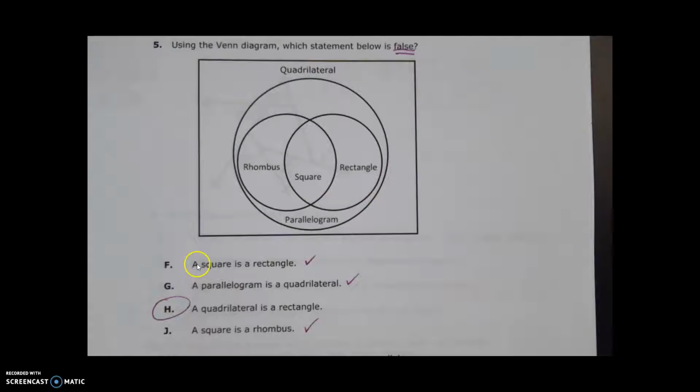So let's figure out which one is false. A square is a rectangle, that's true. A parallelogram is a quadrilateral, that's true. A quadrilateral is a rectangle. A quadrilateral is not always a rectangle. It can sometimes be, so that would be your false one. But a square is also a rhombus, so that is true. So our answer is H.